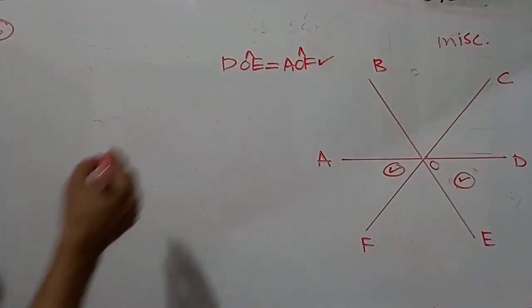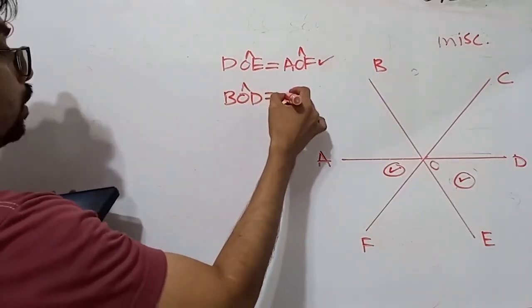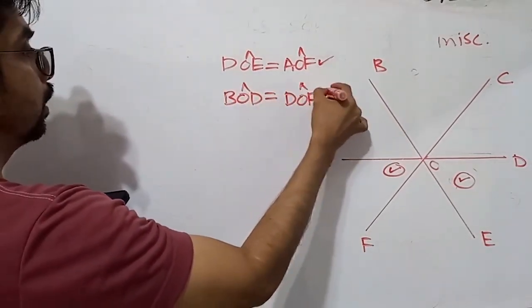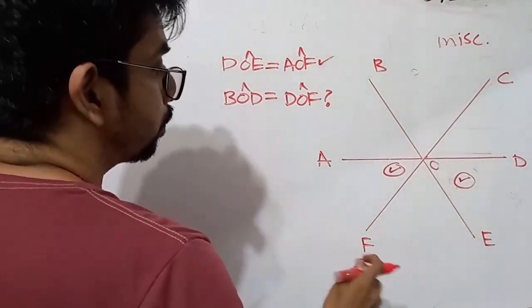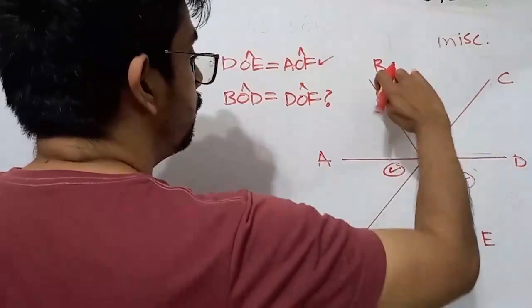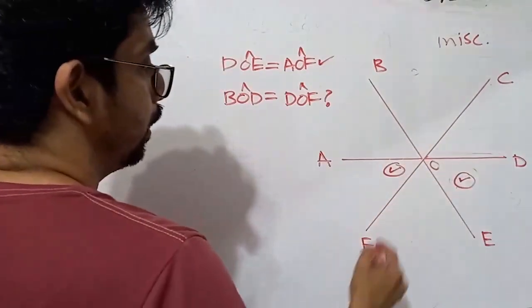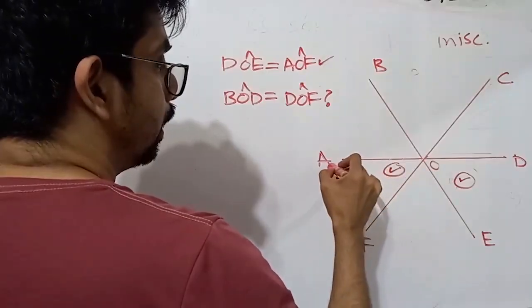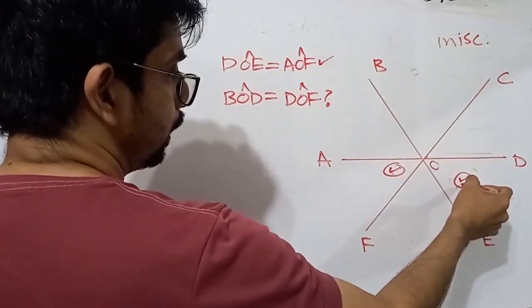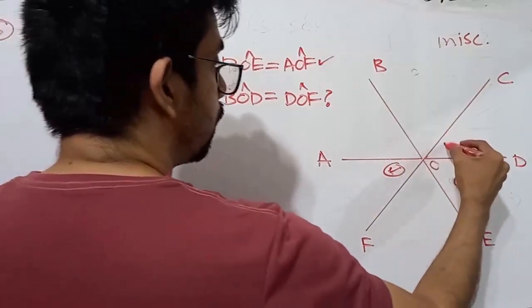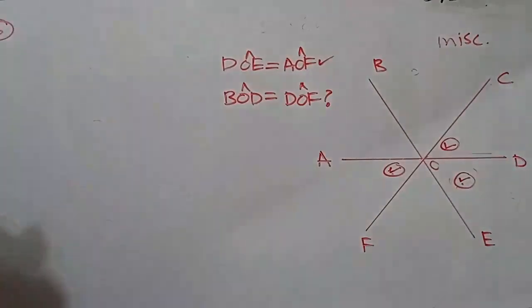Show that BOD angle is equal to DOF angle. So this is the one that we need to prove, right? So what is BOD? BOD, this whole angle, and DOF, this whole angle, right? So if this angle is equal to this angle, that is a thing that we know. So these two angles are also equal in magnitude. Why? Vertically opposite angles, no?